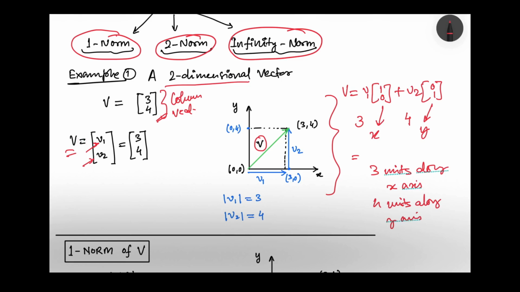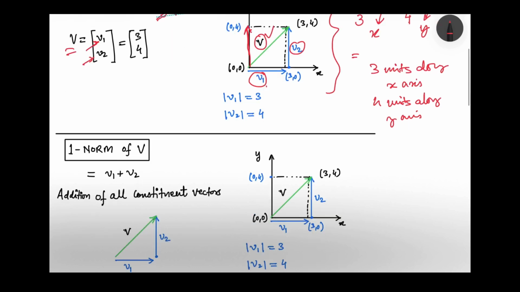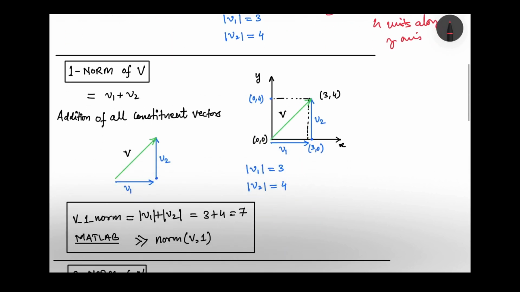In order to make this vector, it consists of two elements v1 and v2, 3 comma 0 and 0 comma 4. If we want to break it into two vectors, then it is like this. 3 comma 0 and 0 comma 4 are the two vectors which add together to form the vector v. Now let us look at how we calculate the first norm of this vector.